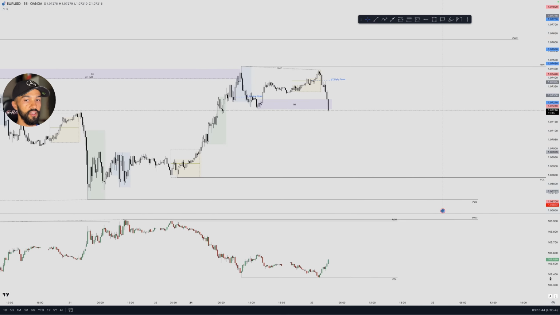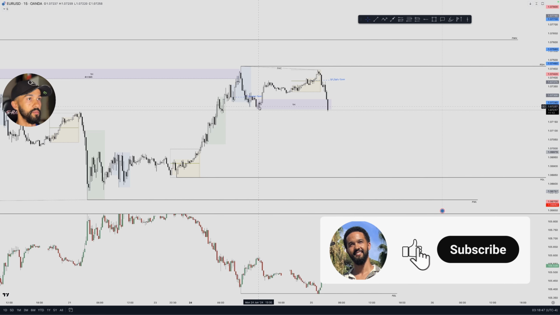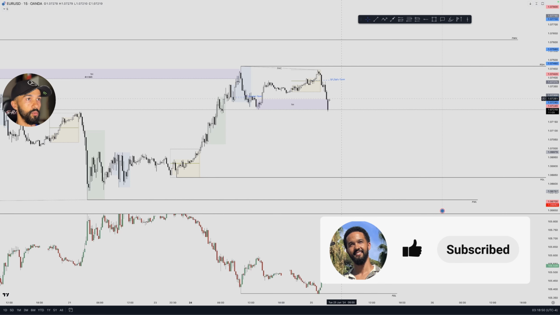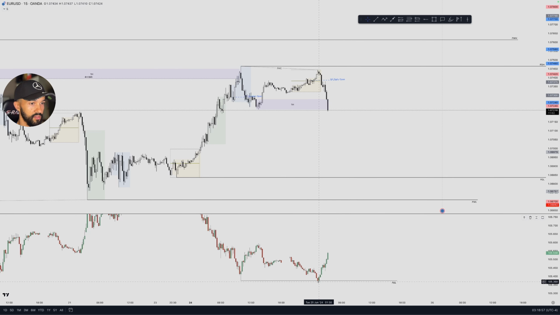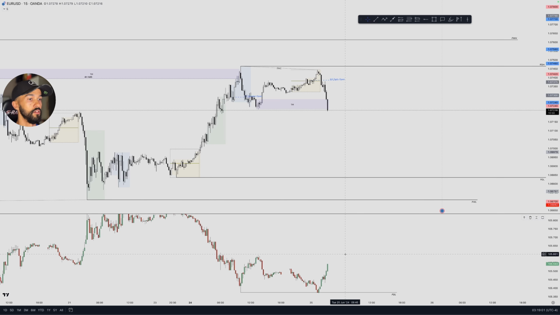So yeah, M15 at the moment, we're completely smashing through this 1 hour possible order block here, which is fine. You can see the SMC divergence. We can see where we just about stabbed through that previous daily low. We've had our bullish and bearish momentum from there.